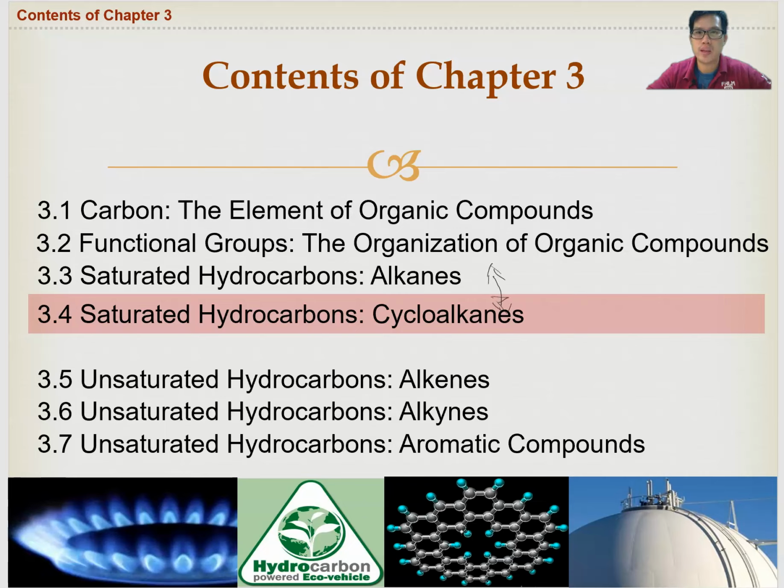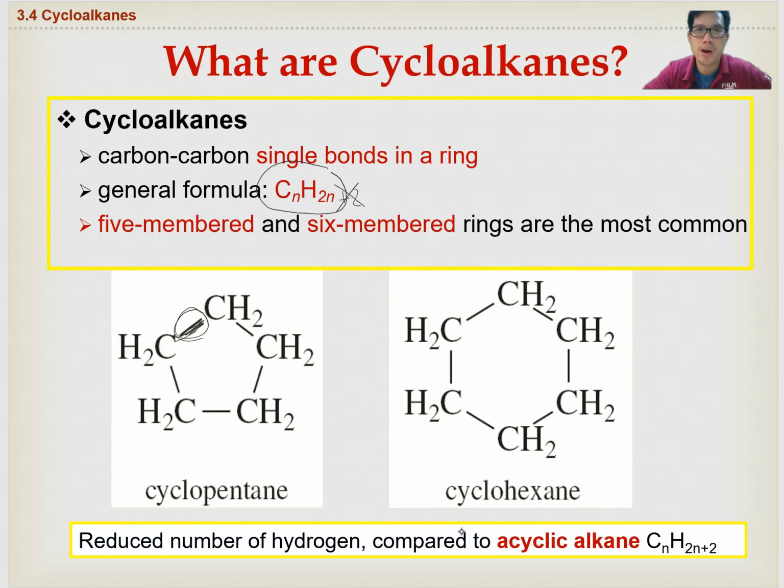The only difference is that instead of a straight chain, they join together. When they join together, one additional bond means that 2 hydrogens will be taken out. That's why the general formula is CnH2n, not +2. It is impossible to add another 2 hydrogens there, because it's being replaced by a single bond. It can be either a 5-member or 6-member ring, which are the most common ones. We call them cyclopentane or cyclohexane.